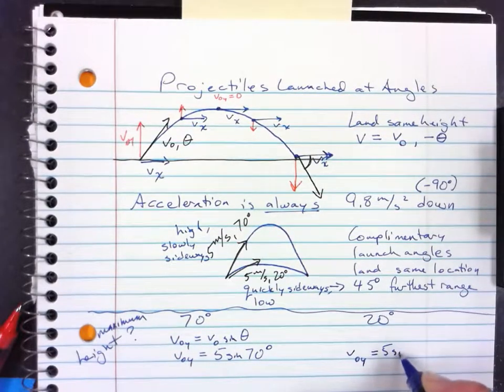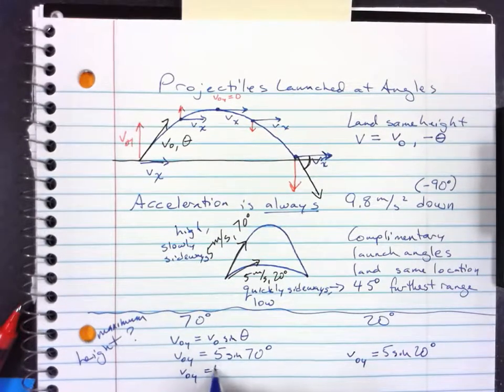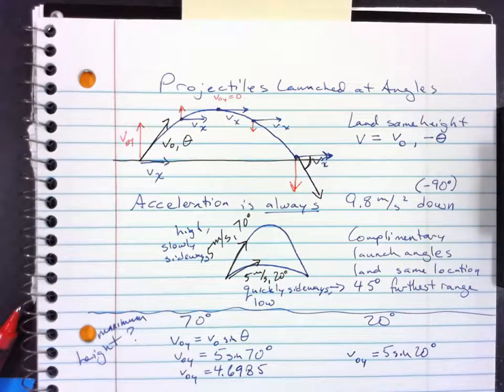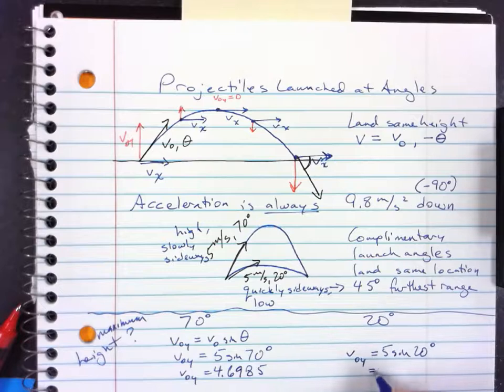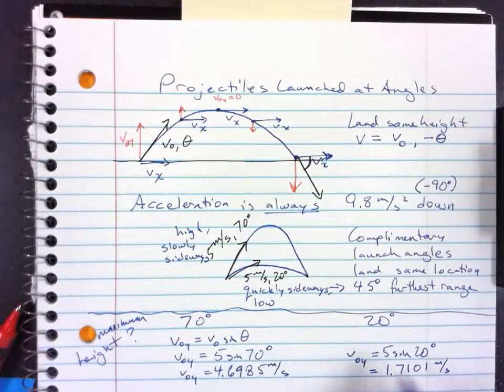Here it's 5 times the sine of 20. So I'm going to put those into my handy dandy calculator. 5 sine 70 is 4.6985, and 5 times the sine of 20 is 1.7101. And I'm keeping lots and lots of digits.